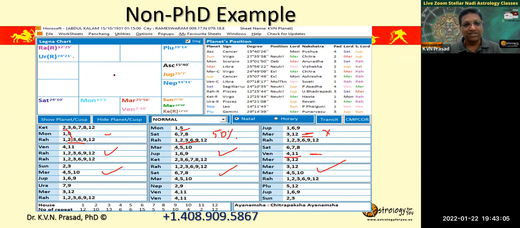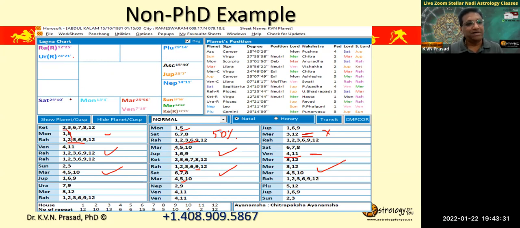Saturn connection to the ninth house, or planet in the ninth house. We left that. So the planet in the ninth house has 2, 9, 5, but there is no connection here. You cannot take that as 100%. It's kind of negative.